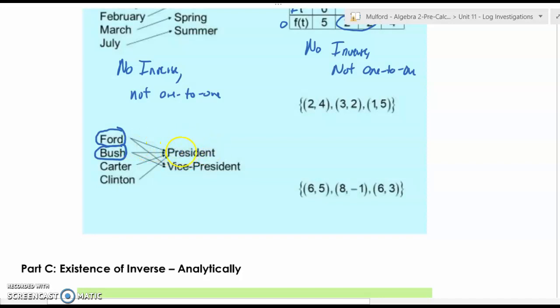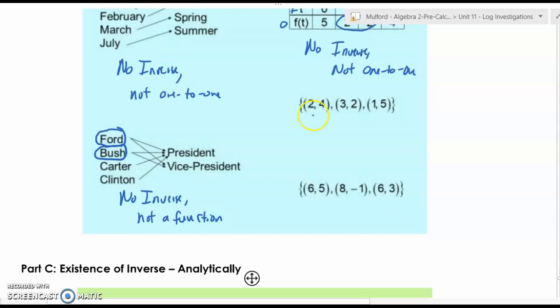We probably would think of him as president, but he was also a vice president as well. And the reverse is even worse because if I said president, I've got 4 different options. If I said vice president, I've got 2 different options. So there's no inverse. And I'm going to say for this one, because it's not a function, it's true that it's also not 1 to 1, but the first part of the test that I'm looking for is, is it a function? And that failed immediately.